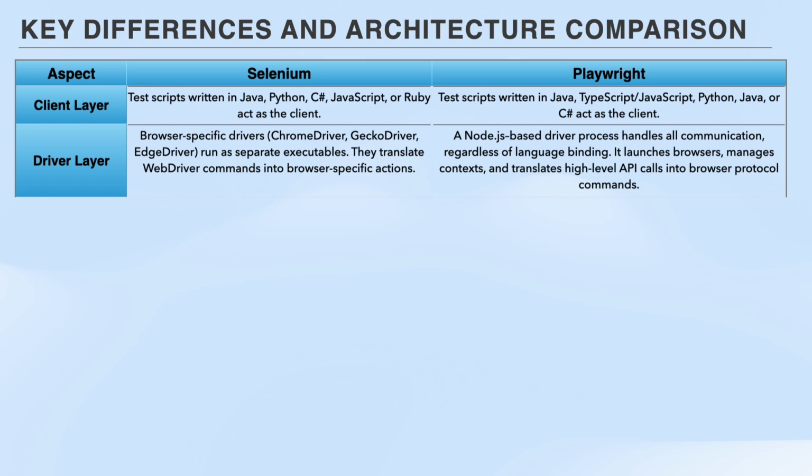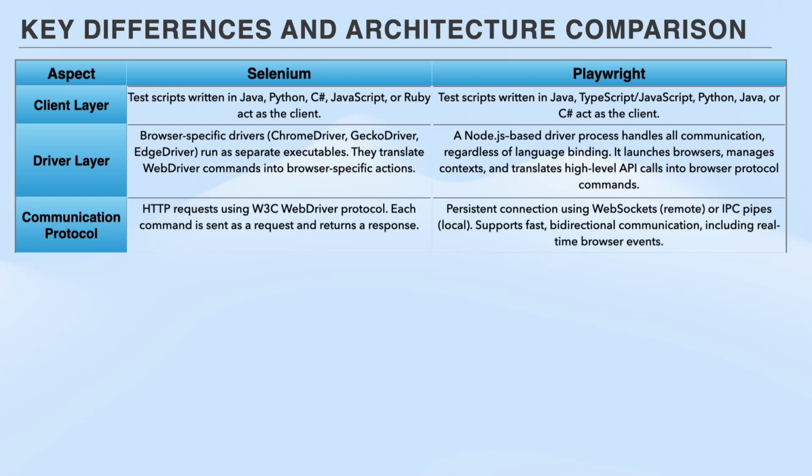Third is the communication protocol. Selenium uses HTTP requests with the W3C WebDriver protocol. Each command is sent as an individual request, and you wait for a response before sending the next one. On the other hand, Playwright uses WebSockets for persistent connections. The connection stays open throughout the test, and it supports bidirectional communication. This means the browser can send real time events back to the test instantly.